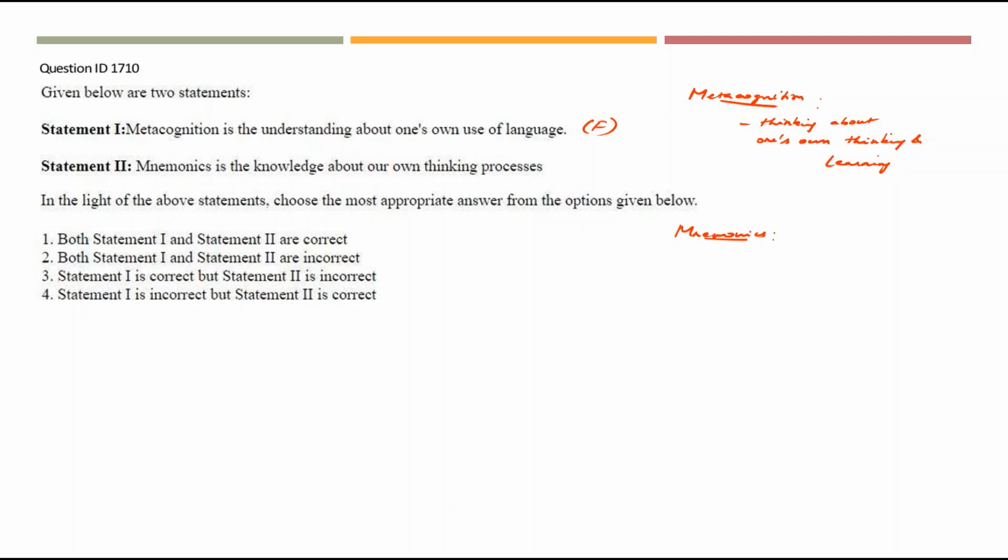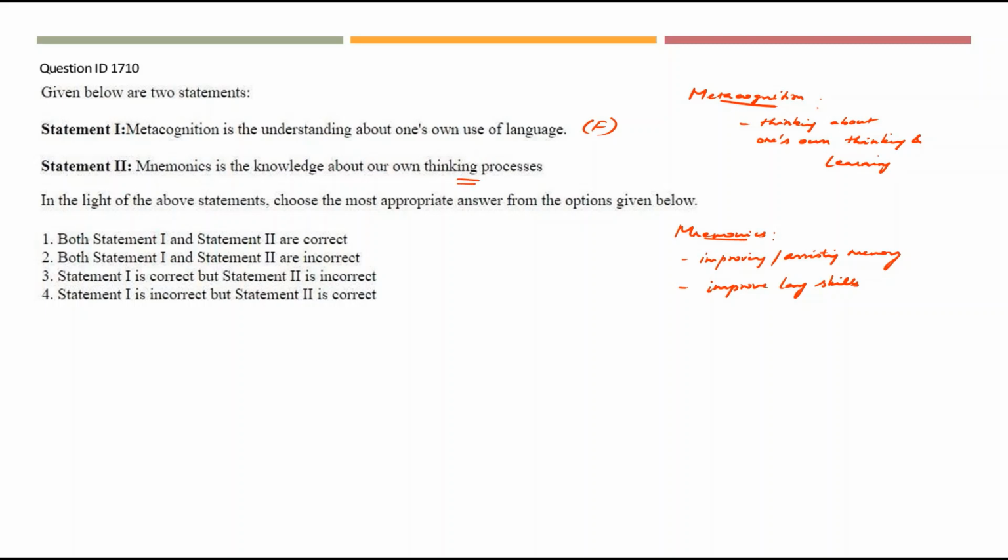Then what about mnemonics? Mnemonics is the study and development of systems for improving or assisting memory. These techniques help you to store information in the brain in a more meaningful and in a visual way. So this will improve language skills too. How can we improve language skills? It's by remembering the rules of the language. Understanding about one's own use of language is relating to mnemonics here. It has nothing to do with thinking process.